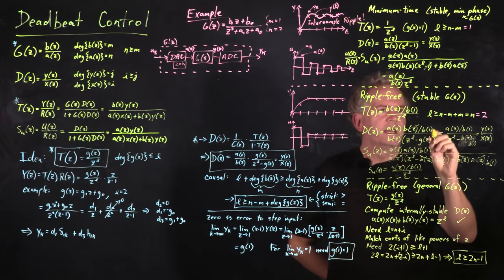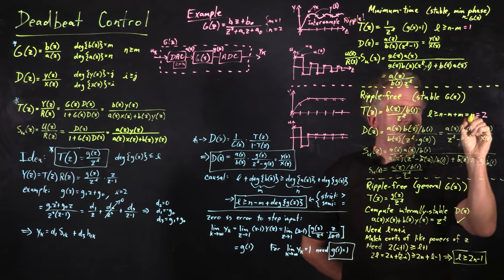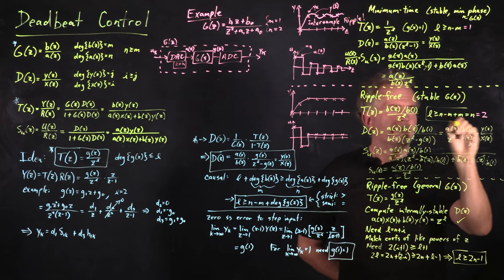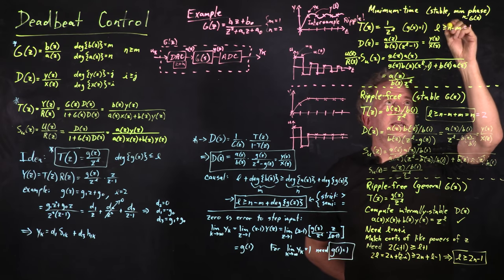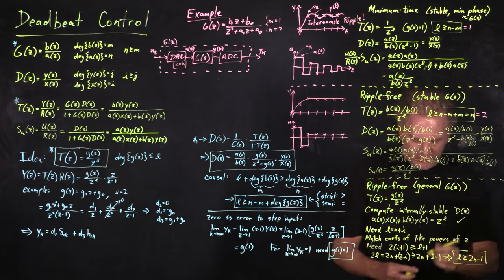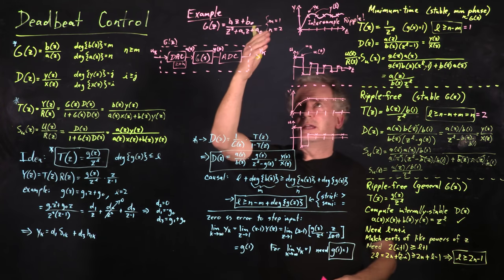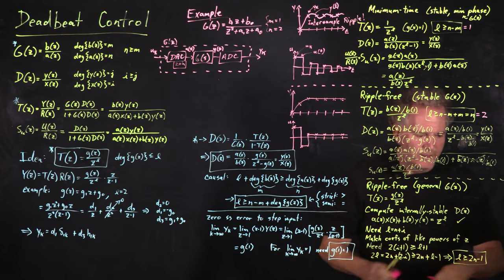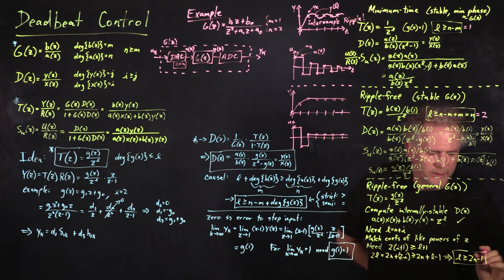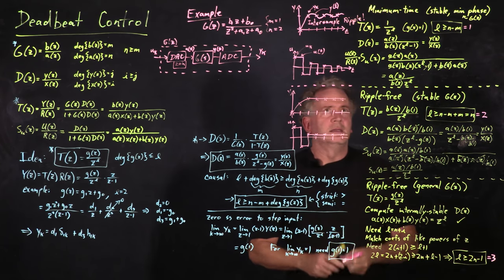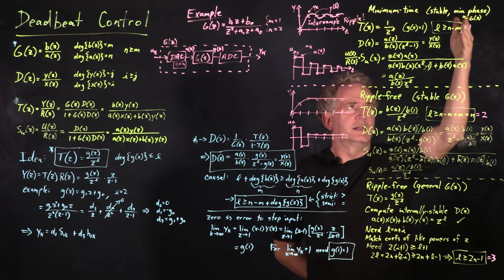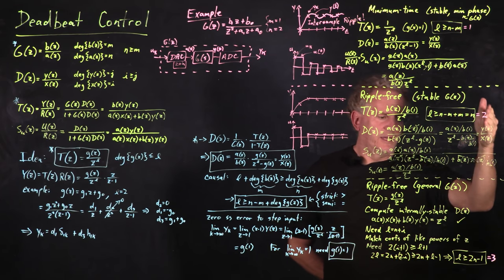So in this case, I had L is equal to n. In this case, I had L is equal to n minus m. In this case down here, I have L is equal to 2n minus 1. And so in the example that we're looking at, n was equal to 2. We need L as being 2 times 2 minus 1, which is 3. In this case, we required L to be 1. Here, L had to be 2.